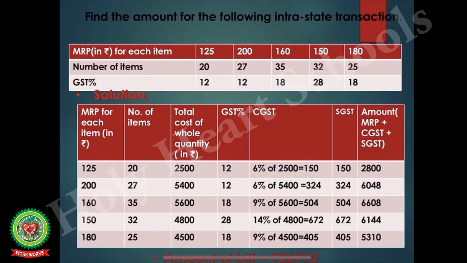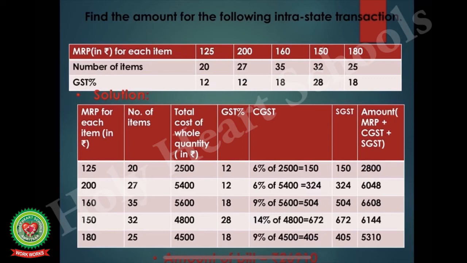The next example is: find the amount for the following intrastate transaction. Now in this example, students, we are given the MRP for each item and the number of items purchased. The first thing that we are going to do in this case is find out the total cost of whole quantity.